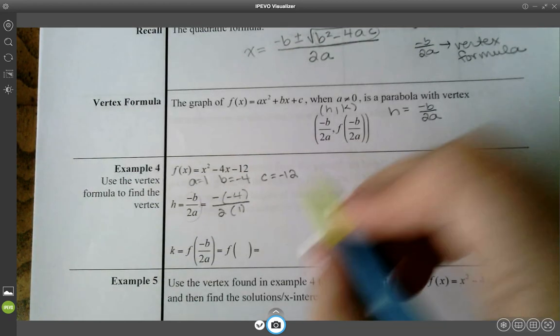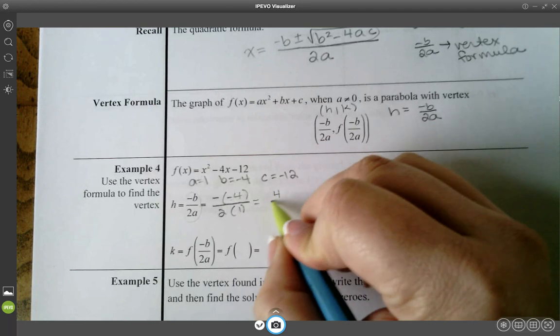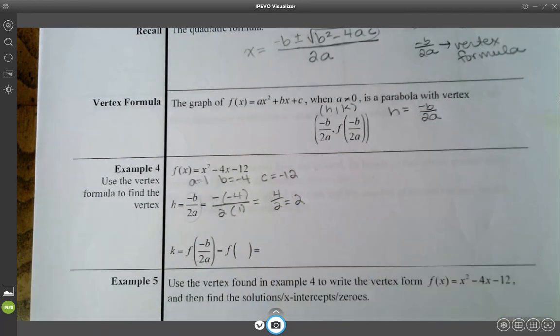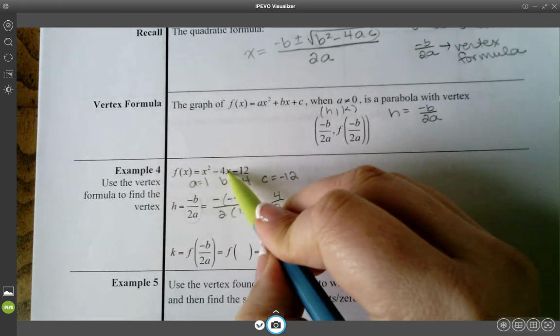And simplifying, if I have negative of a negative, it becomes positive. So this is 4 over 2, which is 2. So I know that the x value of my coordinate is 2. In order to find the y value, I take 2 and I substitute it in for all of the x's.